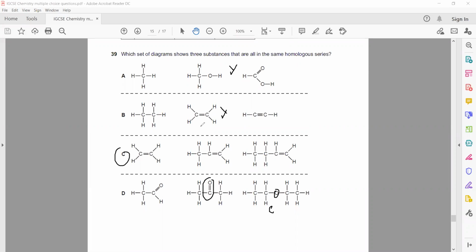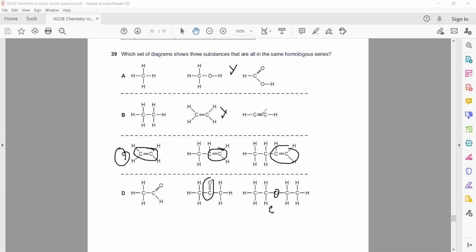So the first property is they should belong to the same homologous series. They should have all the properties of the homologous series. So to be in the same homologous series, they should have the same functional group, that is alkene. Each member differs by CH2, but these are not members.